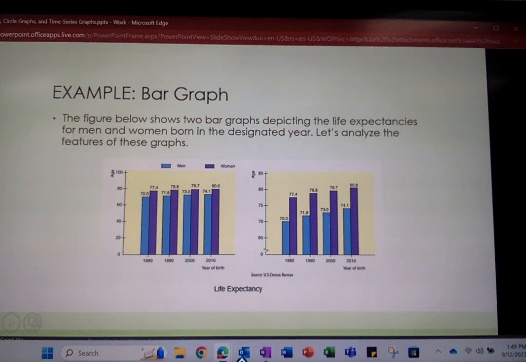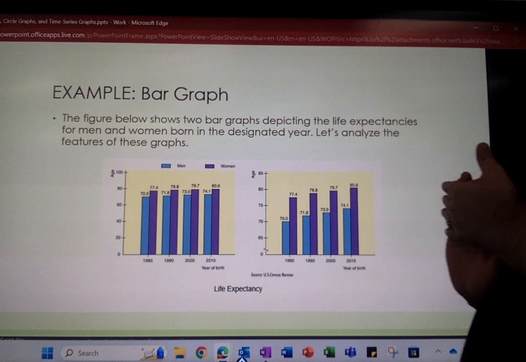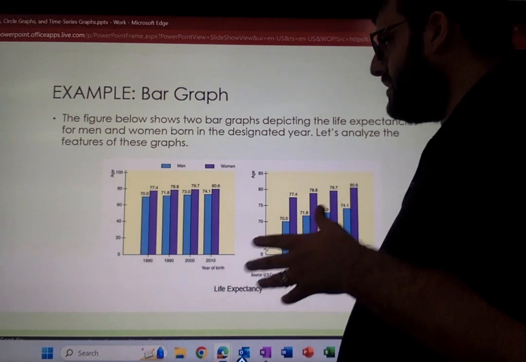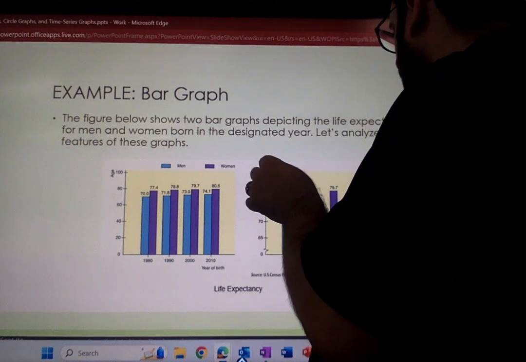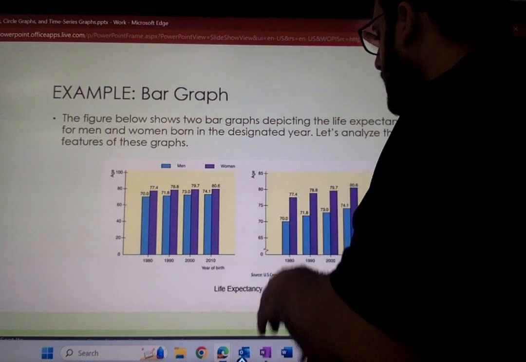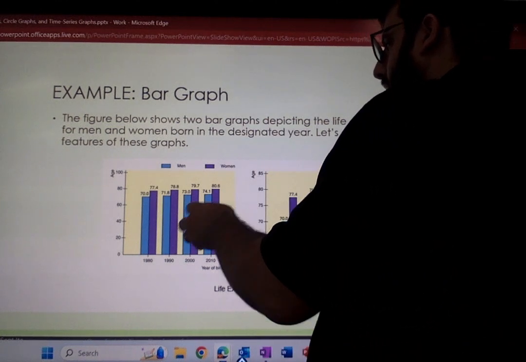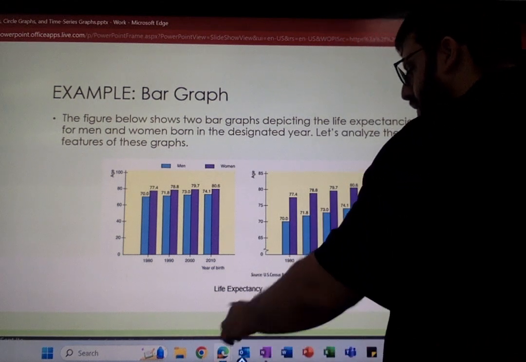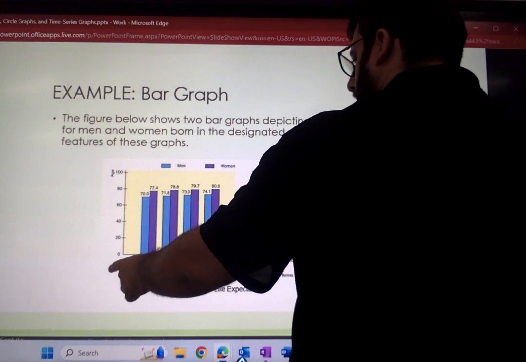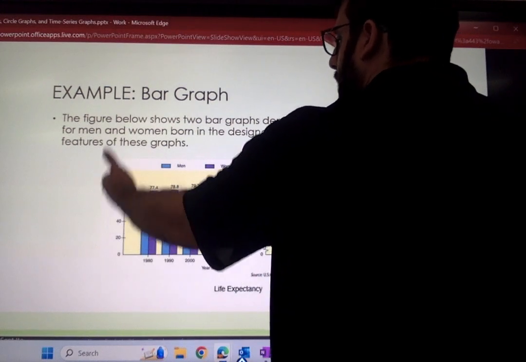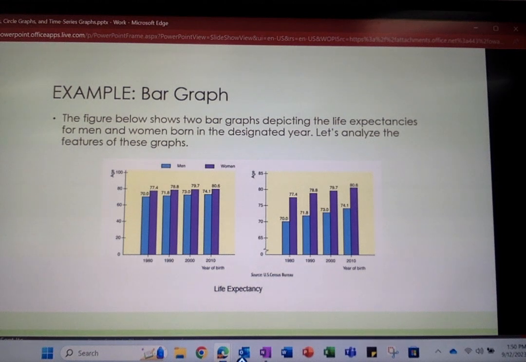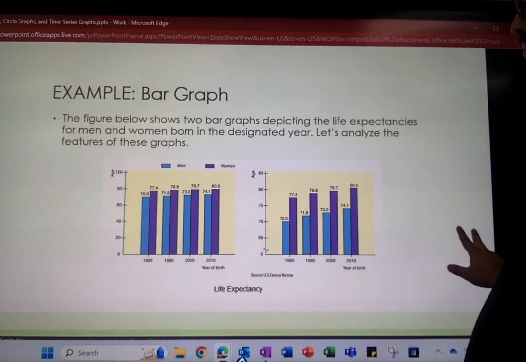It's got a vertical scale, or actual value, for the length of each bar. For example, here are two bar graphs depicting the life expectancies of men and women born in the designated year. Again, all the bars have the same width, both are evenly spaced, and you have a title for your graph, the variable of the year of your birth, and the measurement, the age, on your vertical scale. All of these are well annotated.